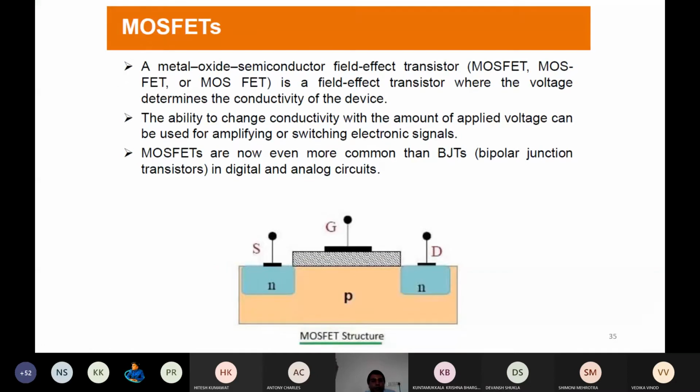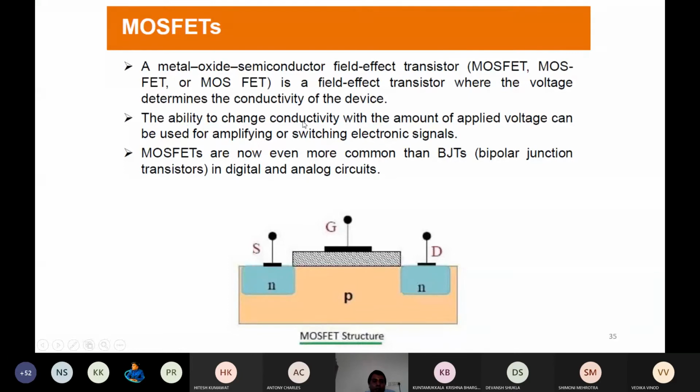So in summary, we can see that this is the structure of a MOSFET, and only the N channel MOSFET we are showing here. It is called metal oxide semiconductor field effect transistor, or MOSFET, because it is working on the basis of field effect. Field is applied through the gate, and the voltage determines the conductivity of the channel. Whatever field is generated through the application of gate voltage, it is determining the conductivity of the channel, and in this way the current is also dependent on that.